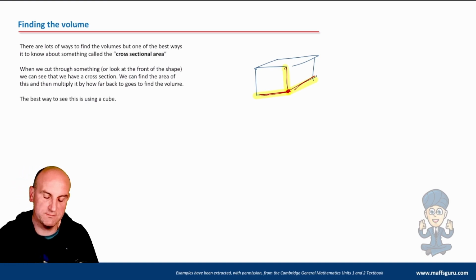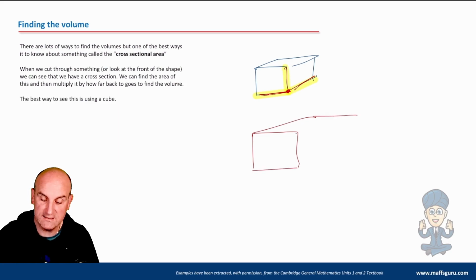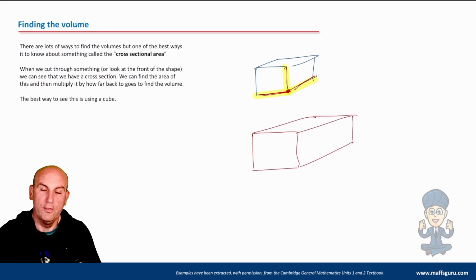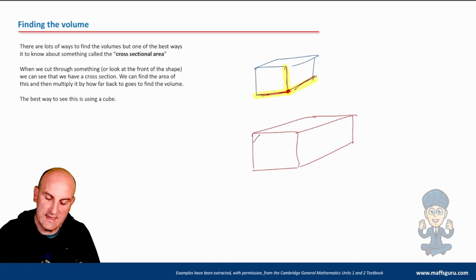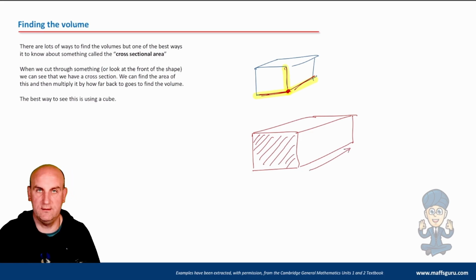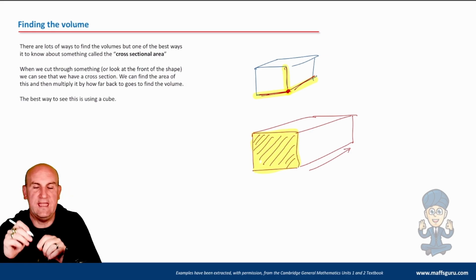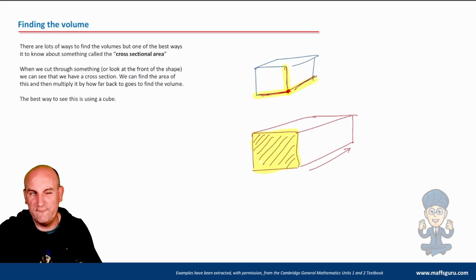But a much funkier way of doing it is this. The volume of any prism is actually given by the area of the front times by how far back it goes. Now, the area of the front has a special name, and it's called the cross-sectional area, because that's really a cross-section. So if I can find out the area of the front and times it by how far back it goes, I've got the volume. And you're going to say, really?